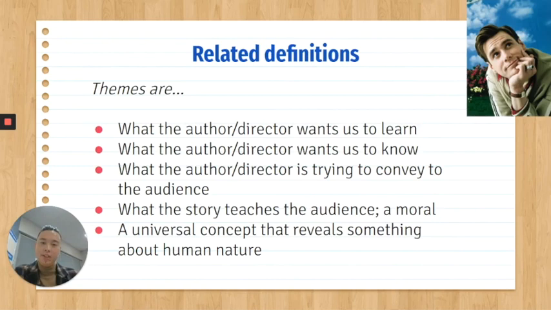But for some of you guys, we've got related definitions of theme. So you can also define theme as what the author wants us to learn, what they want us to know, what they're trying to convey to the audience. Theme can also be defined as what the story teaches the audience, a moral. And last but not least, themes can also be defined as a universal concept that often reveals something about human nature.